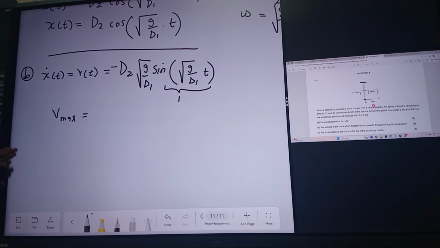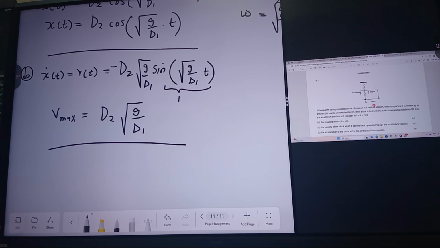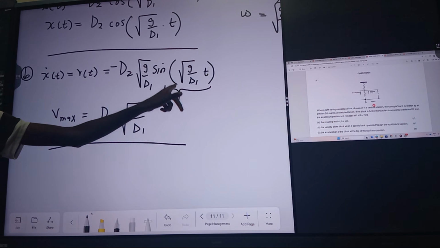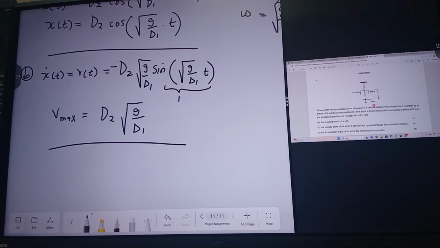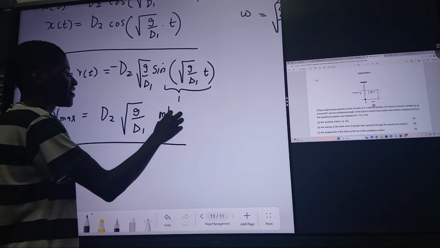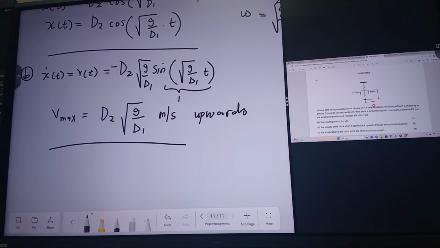Because no trigonometric function exceeds 1 or goes below negative 1. So here in essence, this is d2 times the square root of g over d1. That's the answer. Just ignore this sine, because it's equal to 1 for it to be maximum. And ignore the negative because we only want the absolute value. The maximum velocity, we don't really care about the direction. You can say upwards for your own convenience. This is meters per second upwards. But the magnitude of this maximum velocity will be d2 times the square root of g over d1.